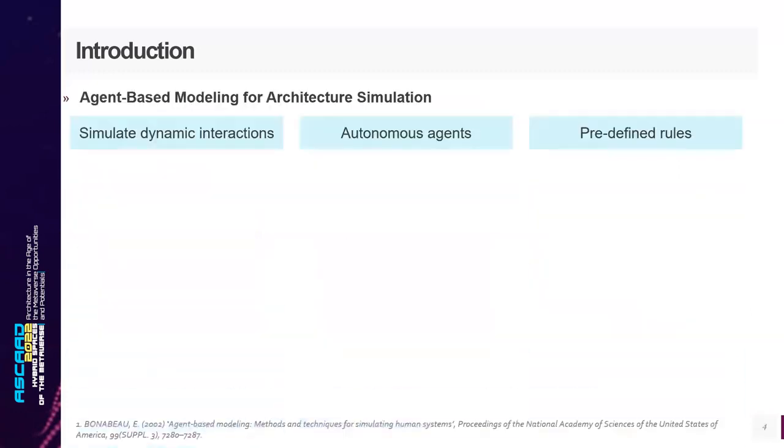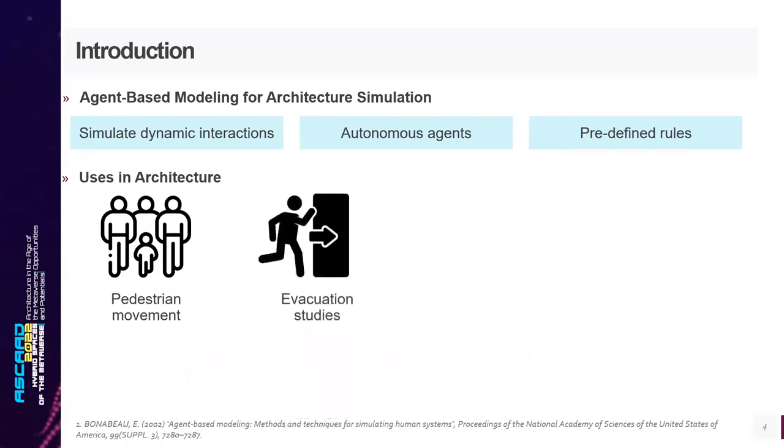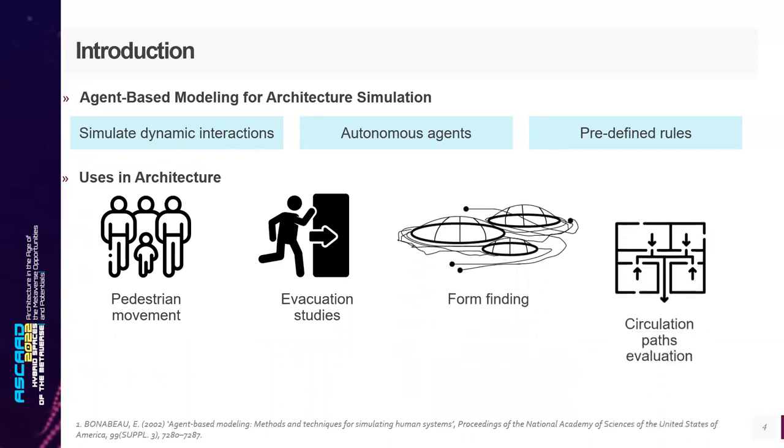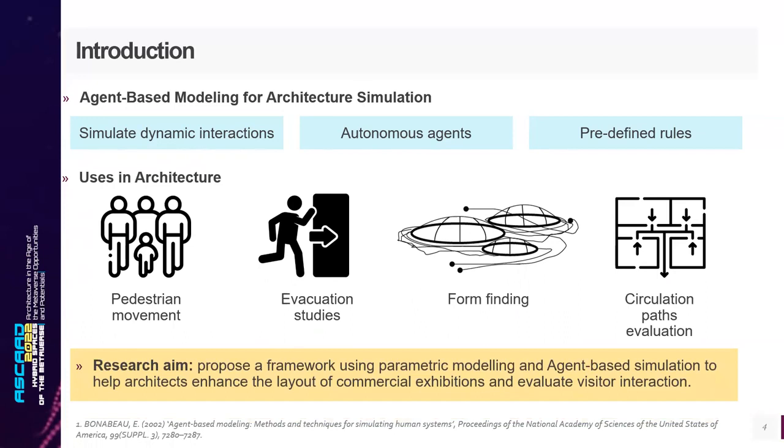Agent-based modeling is a computational model that simulates dynamic interaction between autonomous agents. These agents interact with the environment according to predefined rules. They are extensively used in architectural applications such as to simulate pedestrian movement, for evacuation studies, for form finding, and to evaluate circulation path. The research aim of this paper is to propose a framework that uses parametric modeling and agent-based simulation to help architects enhance the layout of commercial exhibitions and evaluate visitor interaction.